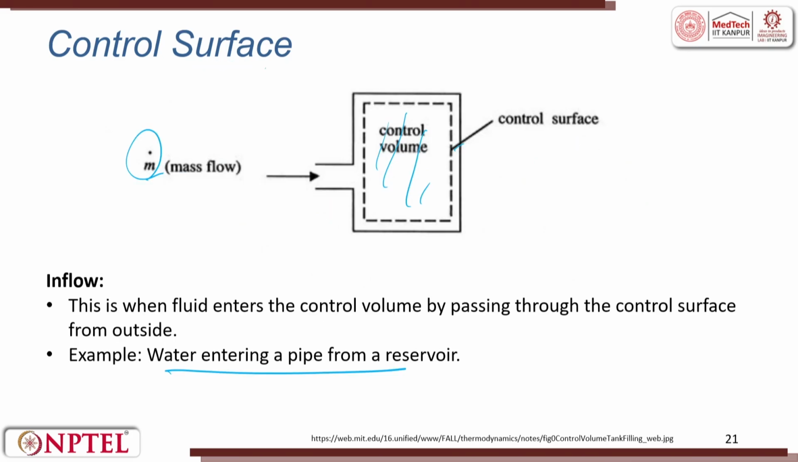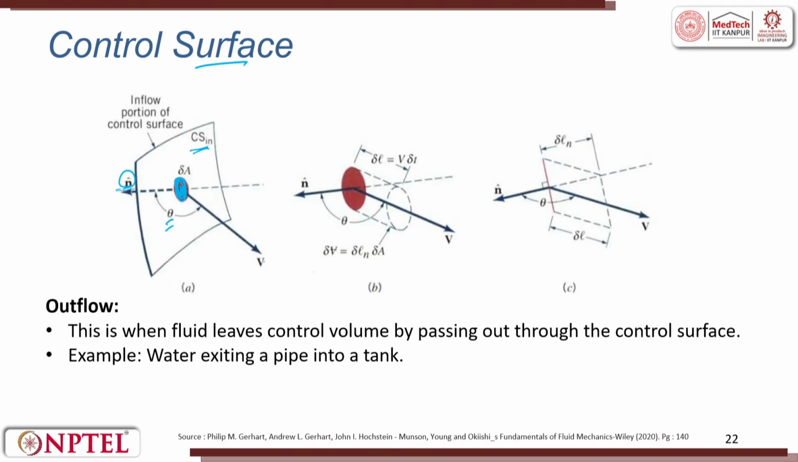So, here we saw the inflow; now the outflow is when fluid leaves the control volume. Whatever is inside is the control volume, and the enclosing surface is the control surface. The fluid leaves the control volume by passing through a control surface. Water exiting a pipe into a tank is an example.